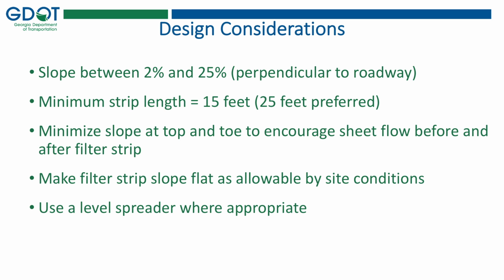Filter strips have a minimum length of 15 feet as measured perpendicular from the roadway. But since this BMP works through vegetative filtering, 25 feet or greater length is preferred. The recommended maximum strip length is 48 feet. Remember, a typical grass shoulder in a rural roadway cross-section can often be used as a filter strip if it can be sized to meet these design considerations.